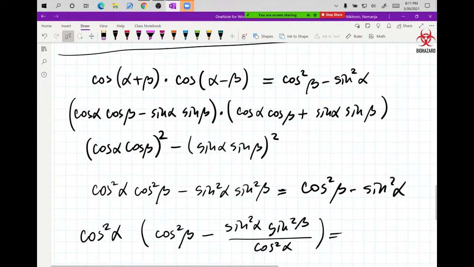So let's go back. Cosine, cosine, cosine, cosine, and they multiply into a square, and minus sine alpha, sine beta squared, and the cross terms cancel because it's a minus b, a plus b. Now that is somehow equal to cosine squared beta minus sine squared alpha.